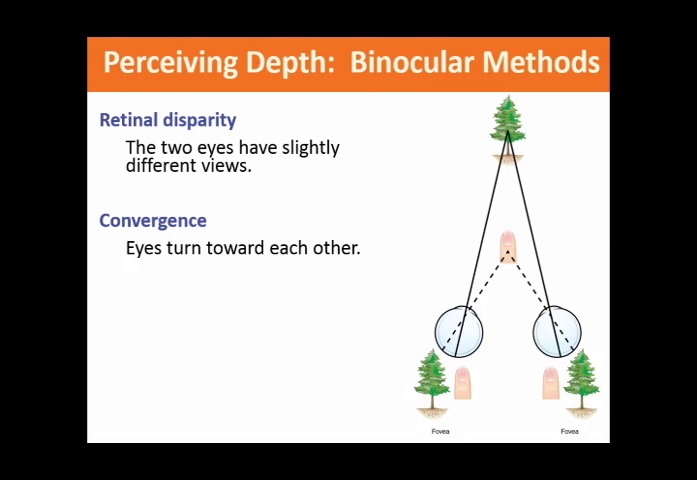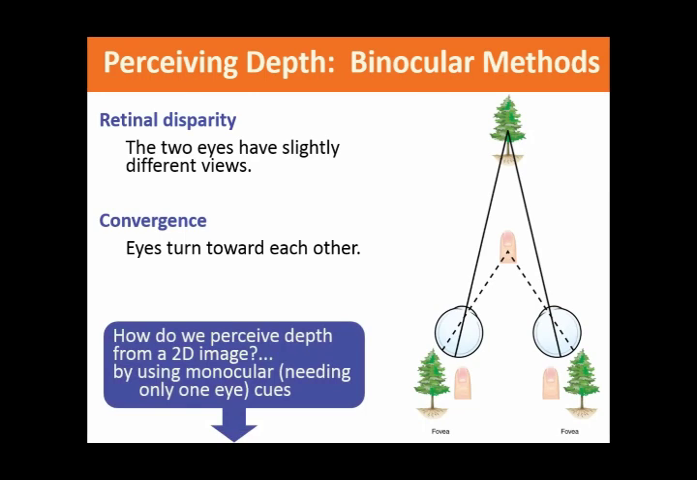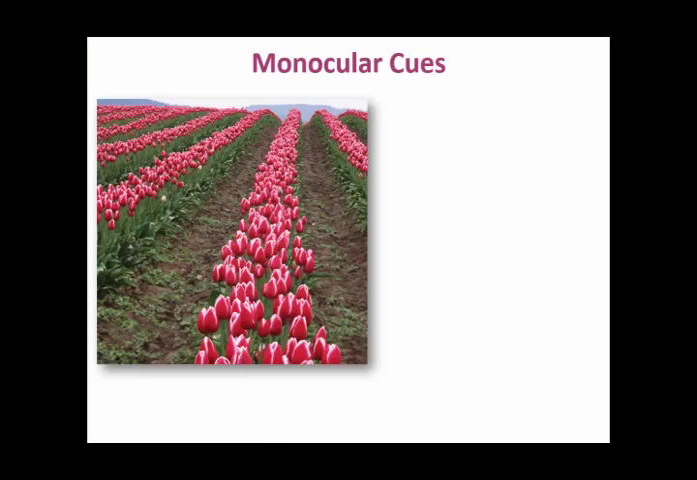as you look at anything. So how do we know how far away something is when it's a two-dimensional image, or if it's far enough away that your binocular cues aren't working well enough? So how do we do that? Let's talk about it. Okay, we're going to use this nice picture from Le Conner Tulip Festival as our example of some monocular cues that help us to perceive depth.